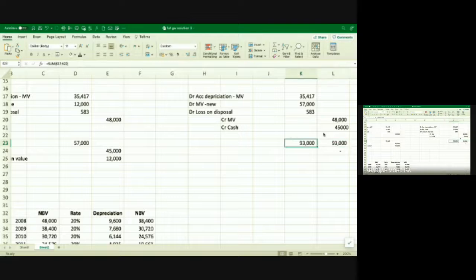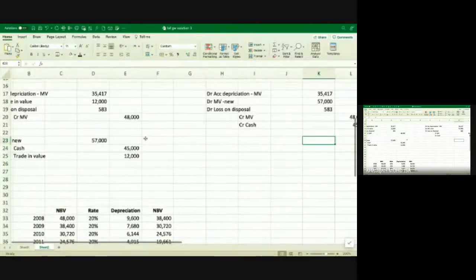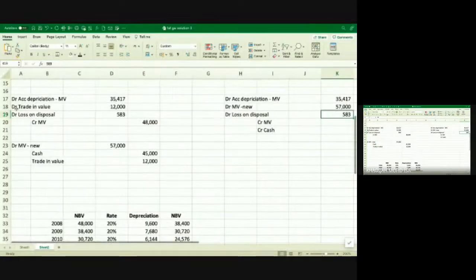Okay. So now you have a balance of debit and credit. But again, it's the same. It means that your loss on disposal is still the same, 583. It's just that here, I show the debit trade-in value, and for the new motor vehicle, I also show the trade-in value because I have to show that the cost of the motor vehicle is not 45,000, it's 57,000. Do you get the difference between the first method and the second method? The answer is still the same. You have the loss on disposal of 583, but in terms of presentation, you can see it clearer. It's more transparent.